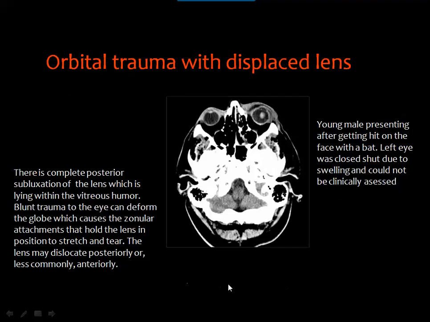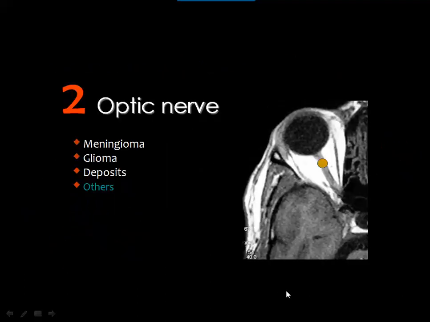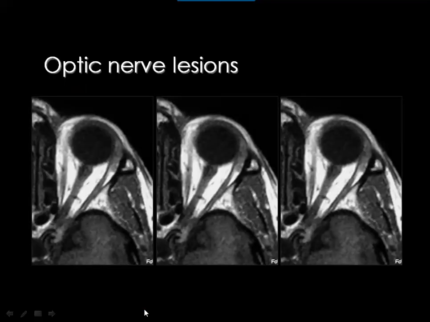Then trauma may cause lens displacement or dislocation, and here is an example, and you see some displacement of the lens and periorbital edema and contusion. Then we came to the region of the optic nerve, and in the nerve we have meningioma, and we have glioma, and we have metastasis as well, and some other lesions. Then, to start with, how to diagnose an optic nerve pathology.